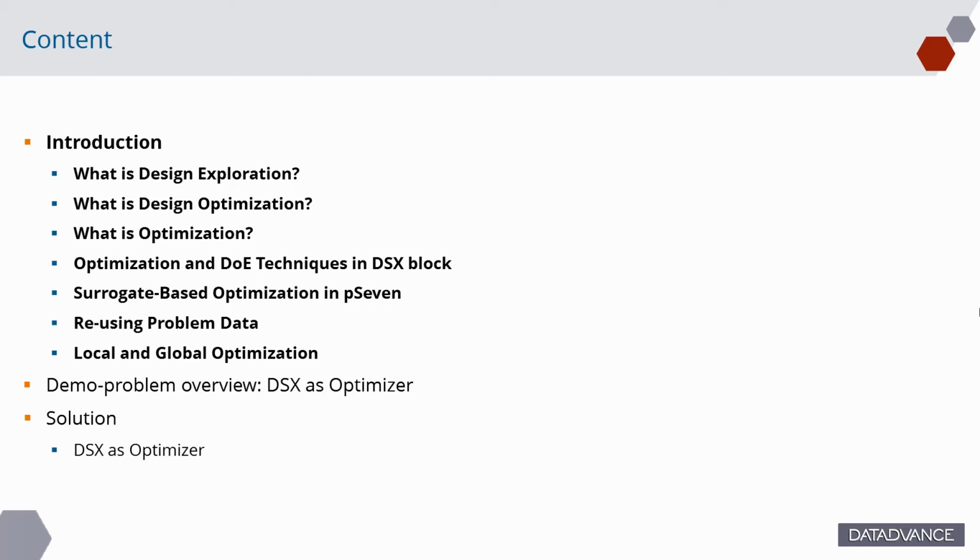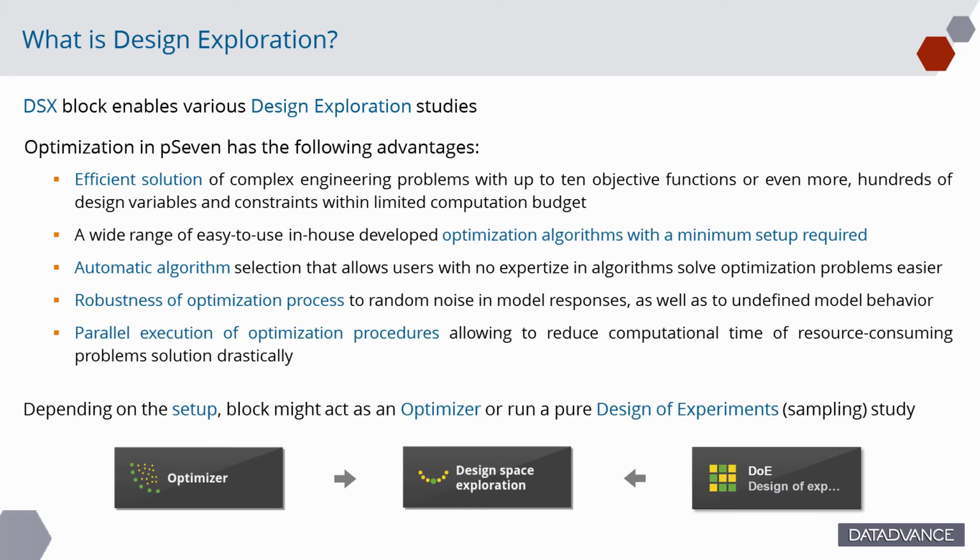Let's begin with the introduction. The DSX block enables various design exploration studies. In this video, we will focus on the optimization problem. Optimization in pSeven has the following advantages: efficient solution of complex engineering problems with up to 10 objective functions or even more, hundreds of design variables and constraints within a limited computation budget; a wide range of easy-to-use in-house developed optimization algorithms with a minimum setup required; automatic algorithm selection that allows users with no expertise in algorithms to solve optimization problems more easily; robustness of the optimization process to random noise in model responses, as well as to undefined model behavior; parallel execution of optimization procedures, allowing to reduce the computational time of resource-consuming problems drastically.